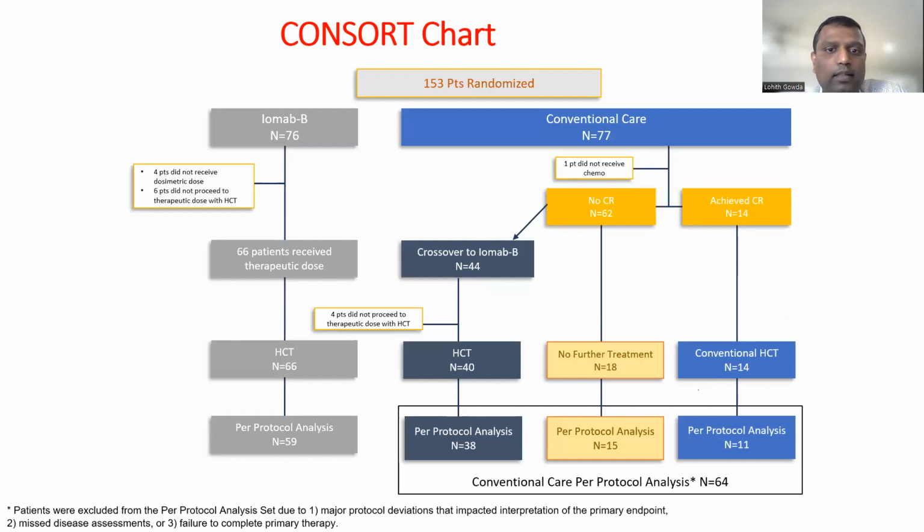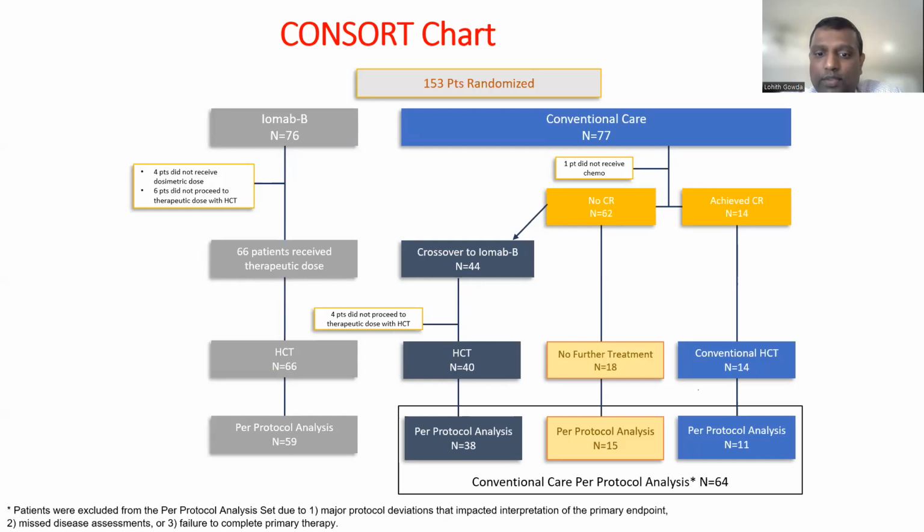Here's the concept. An equal number of patients were randomized to IMAP and conventional care, 76 and 77. 66 patients received the therapeutic dose. 66 were able to get a transplant. On per protocol analysis, 59 were eligible. In contrast, the number of people in conventional care that were able to get to CR was 14. Not able to get to CR was 62. Of those who got to CR, all 14 were able to go to transplant.